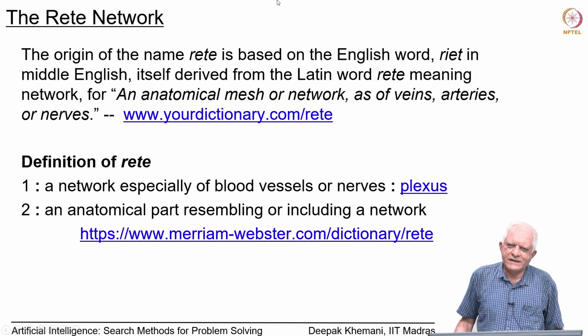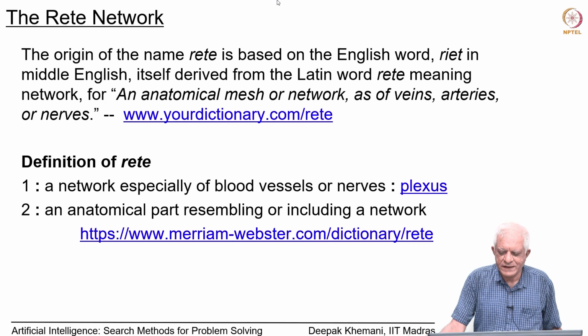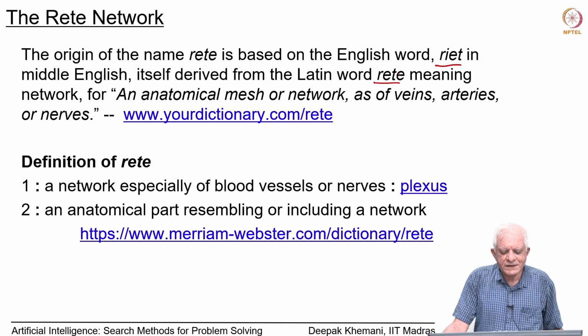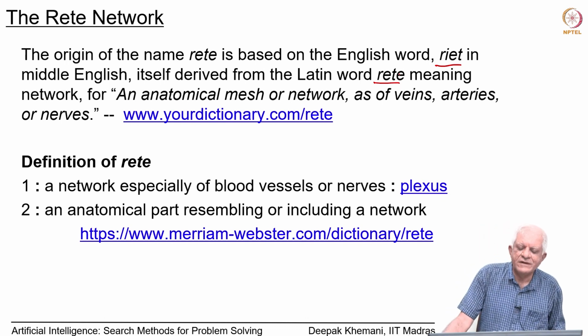So, we will look at something called the Rete network and the Rete algorithm that is associated with that. Just to begin with a little bit of history about this. The word Rete itself comes from an old English word, or Latin word, which is actually curiously the same as this Rete. But basically it means an anatomical mesh or network, as of veins and arteries or nerves essentially. If you look at the definition given by the Merriam-Webster dictionary, it is the same: a network especially of blood vessels or nerves, and anatomical parts resembling or including a network.